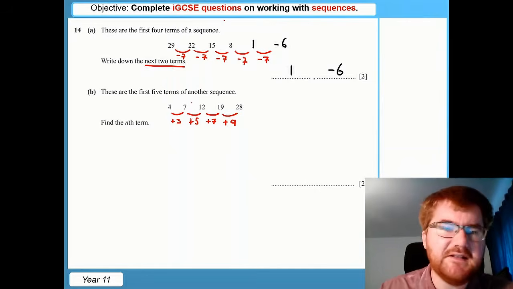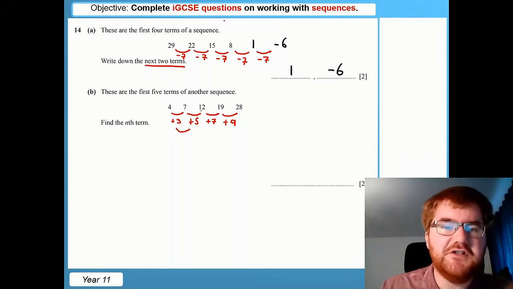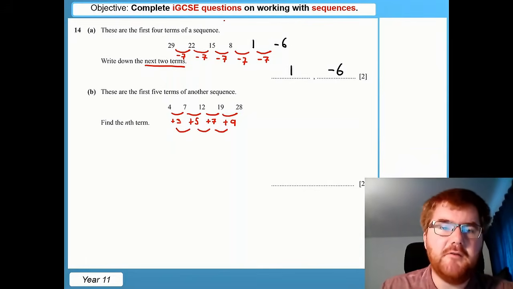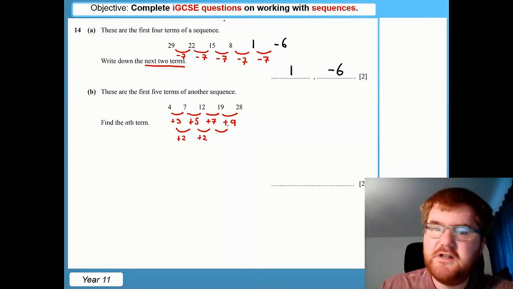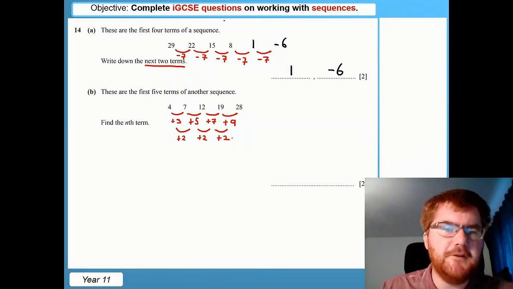Now what do I mean by this? Well, let's do the same thing we just did in the previous question with our differences. So how do I go from 3 to 5? Well, that's equal to 2. 5 to 7, that's equal to 2. 7 to 9, that's also equal to 2.